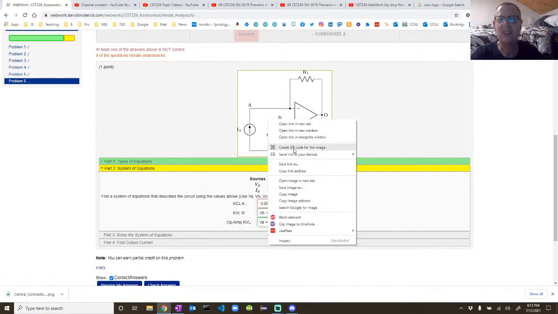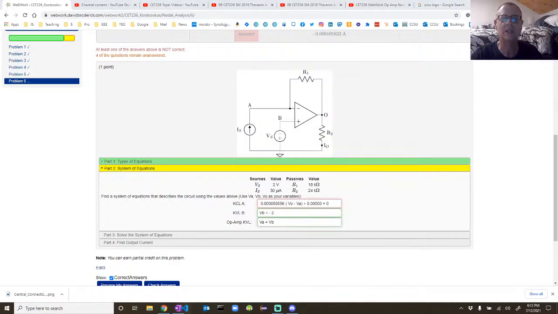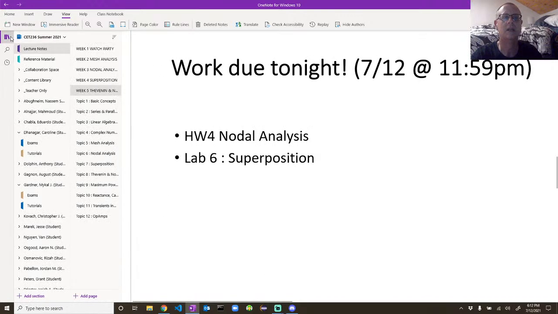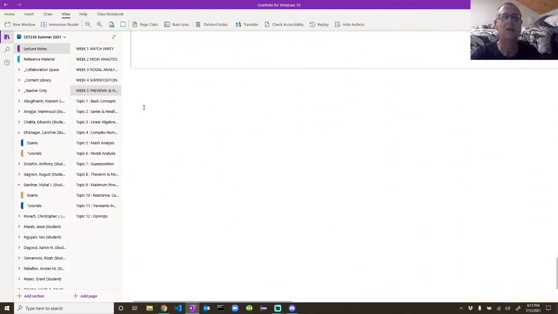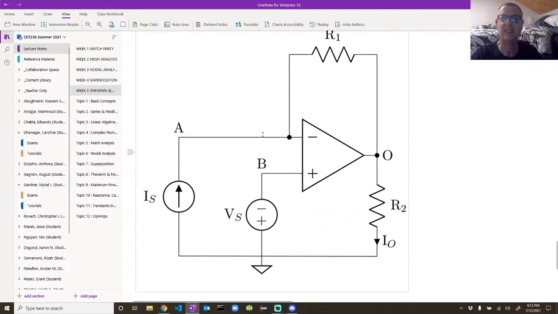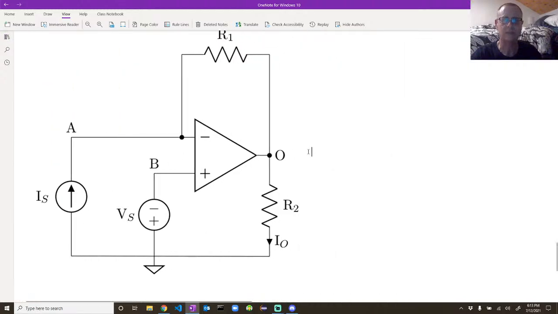Okay, and let's copy that image, and I'll put that down here, and we'll talk about that. Let's see if I can find that on my iPad. There we go. Okay, so let's just undo that. Oops.